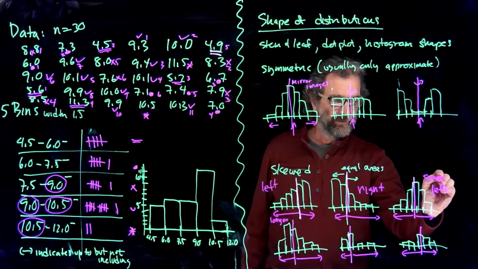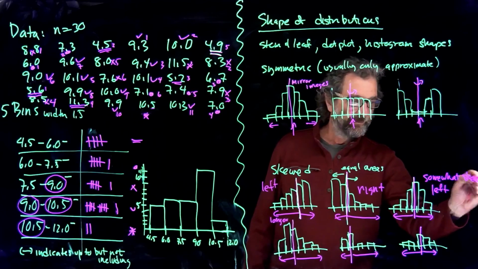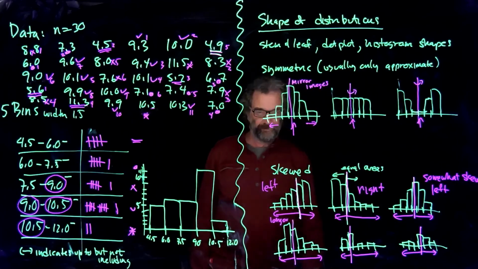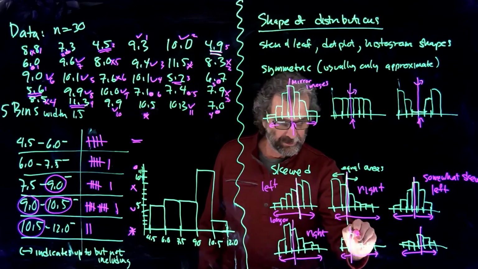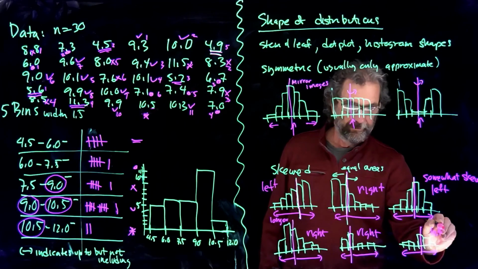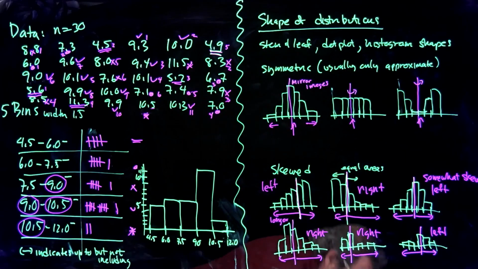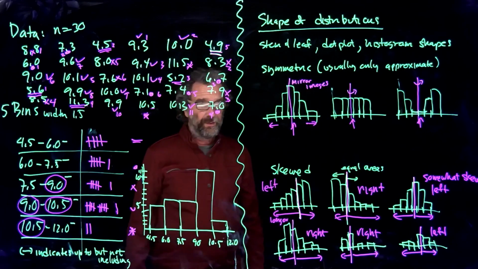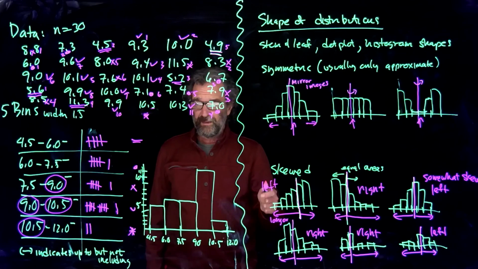Somewhat skewed. Somewhat skewed left. And this is right. Skewed right. Skewed right. And skewed left. And that type of thinking works with histograms, dot plots, and stem and leaf.